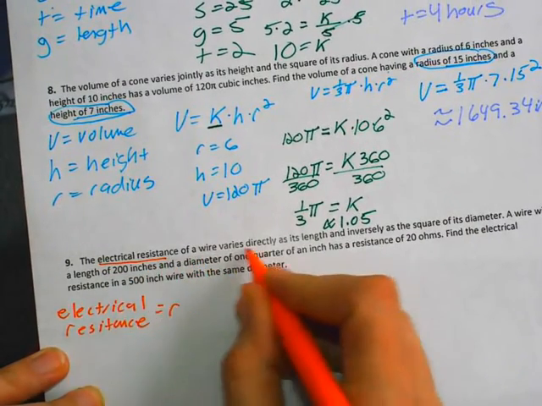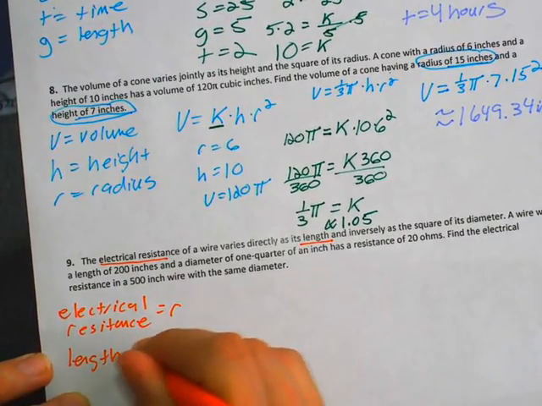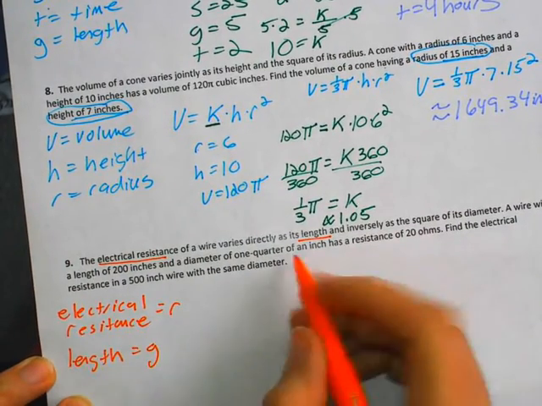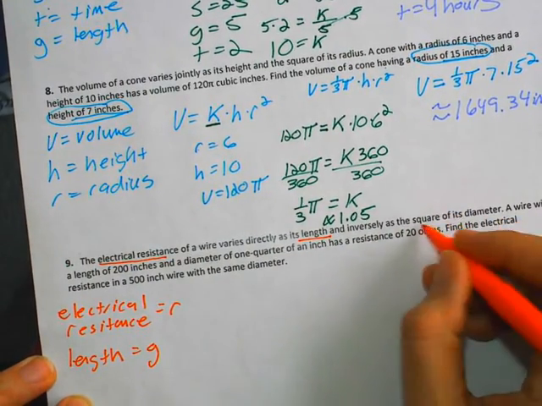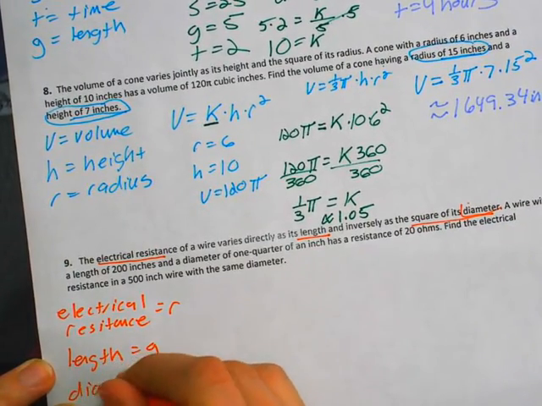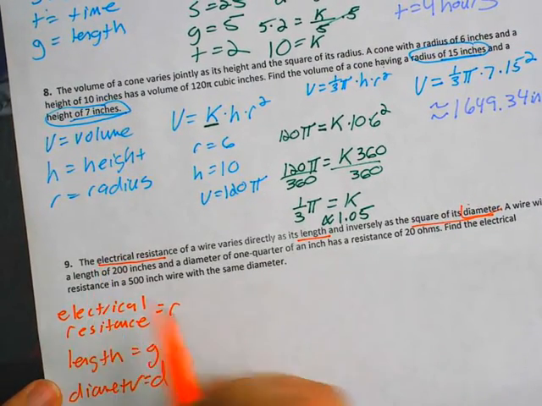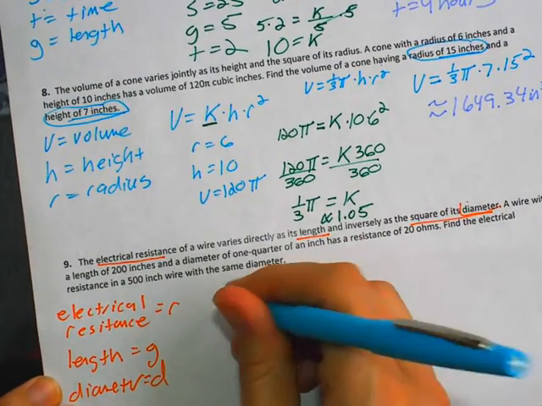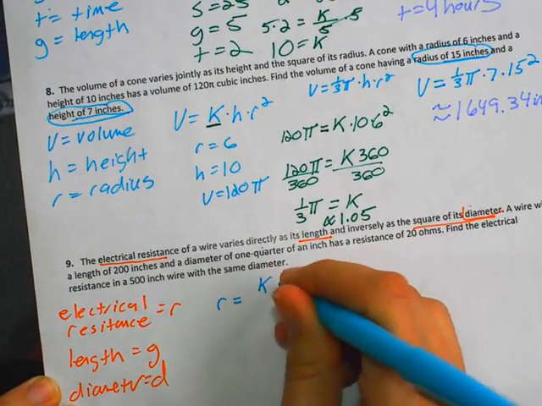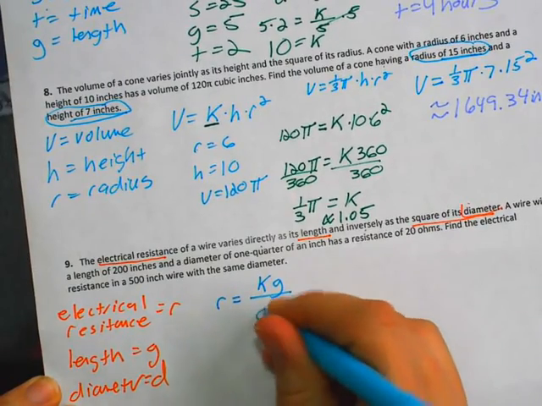Electrical resistance of wires varies directly with the length. I like to write all of this out. Now length again, I don't like using L, so I'm going to use G. And inversely with the square of its diameter. Okay. All right, next is writing my equation. So the electrical resistance varies directly with the length and inversely with the square of its diameter.